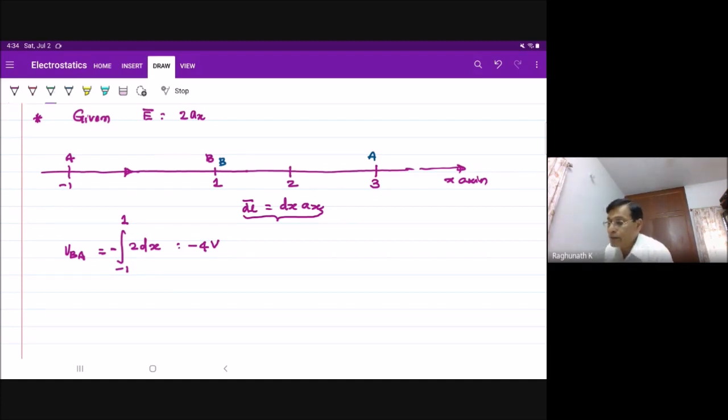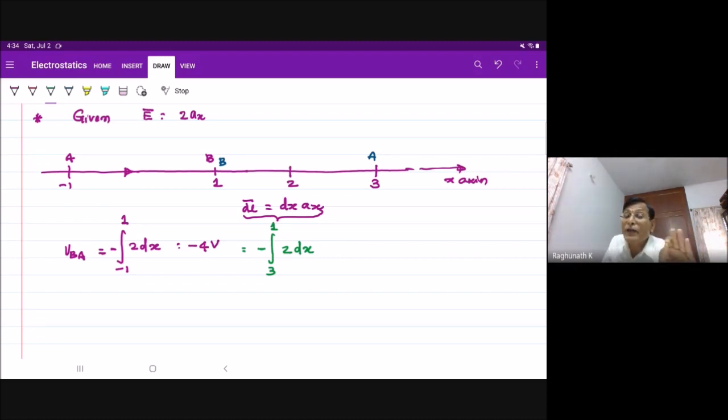In this case, it is the next case. Integral from 3 to 1, minus E bar dot dL bar is what? Minus E bar dot dL bar is again 2 dx. Please check it.